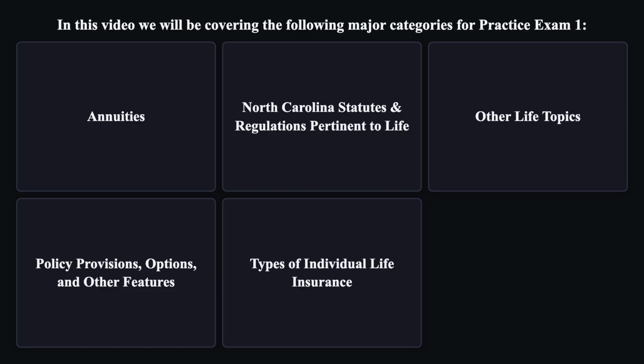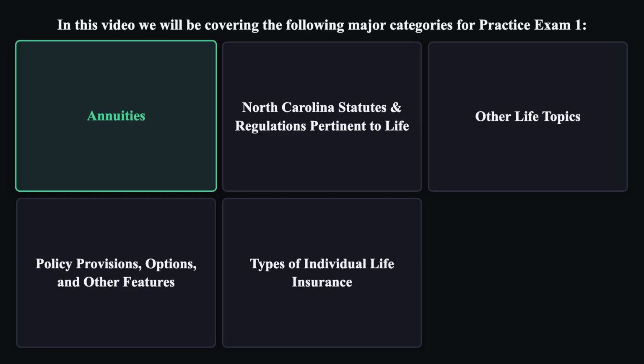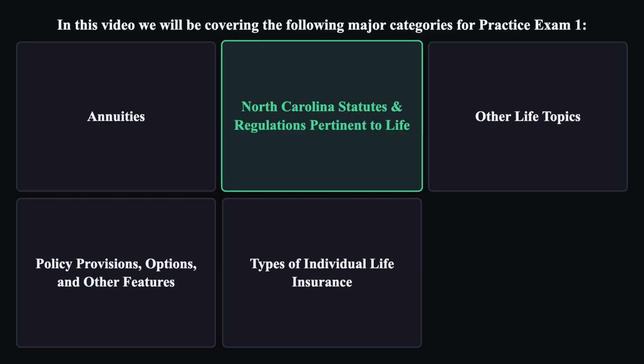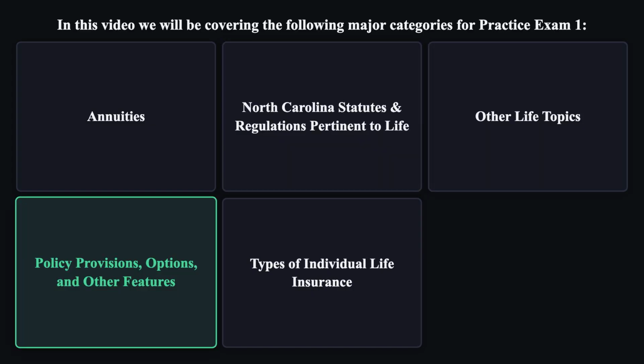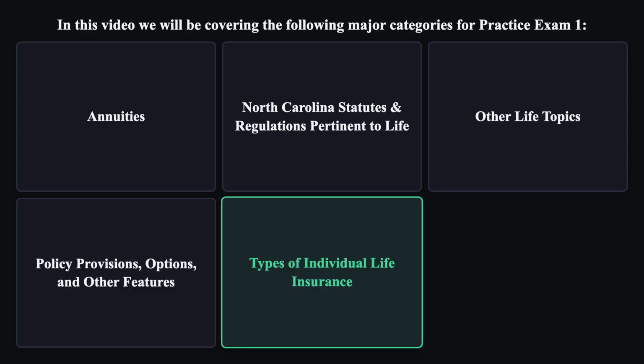In this video, we will be covering the following major categories for Practice Exam 1. Annuities. North Carolina statutes and regulations pertinent to life. Other life topics. Policy provisions, options, and other features. Types of individual life insurance.